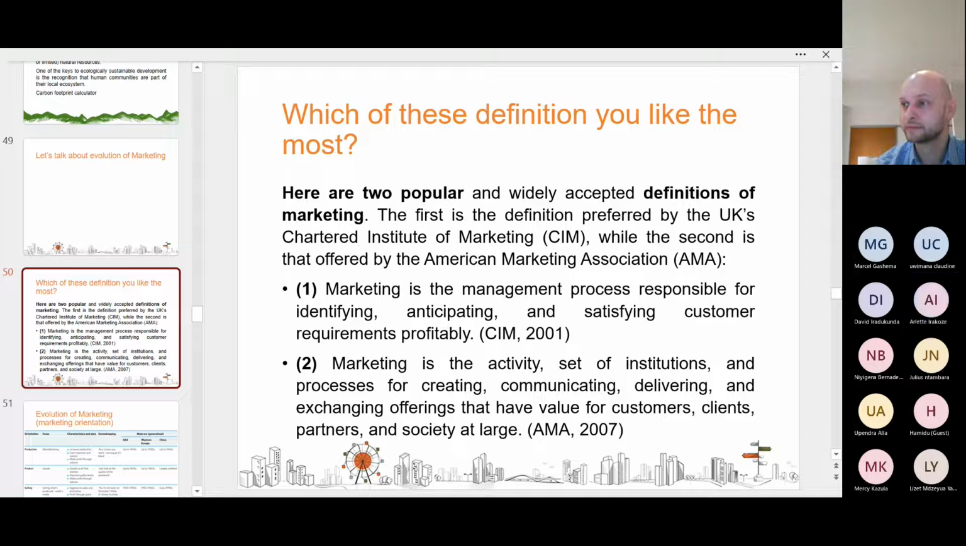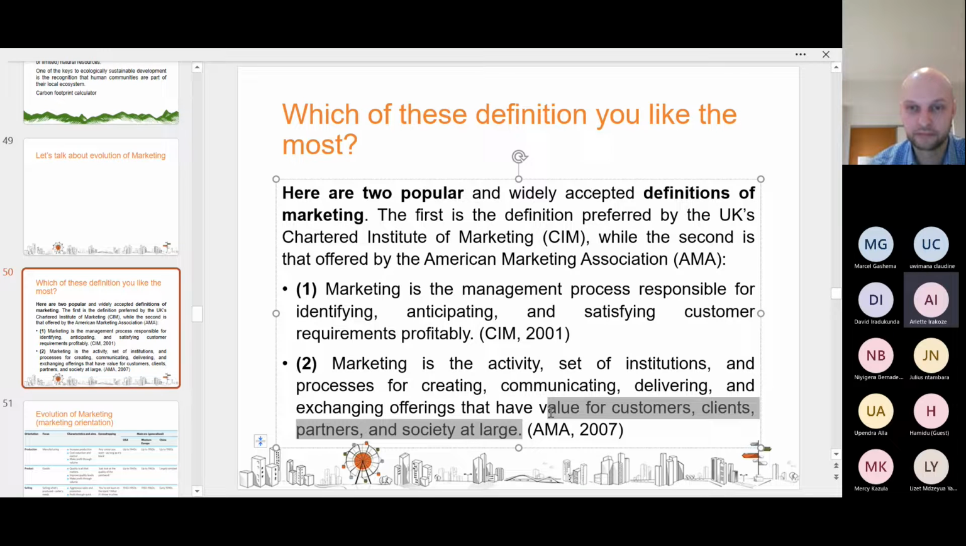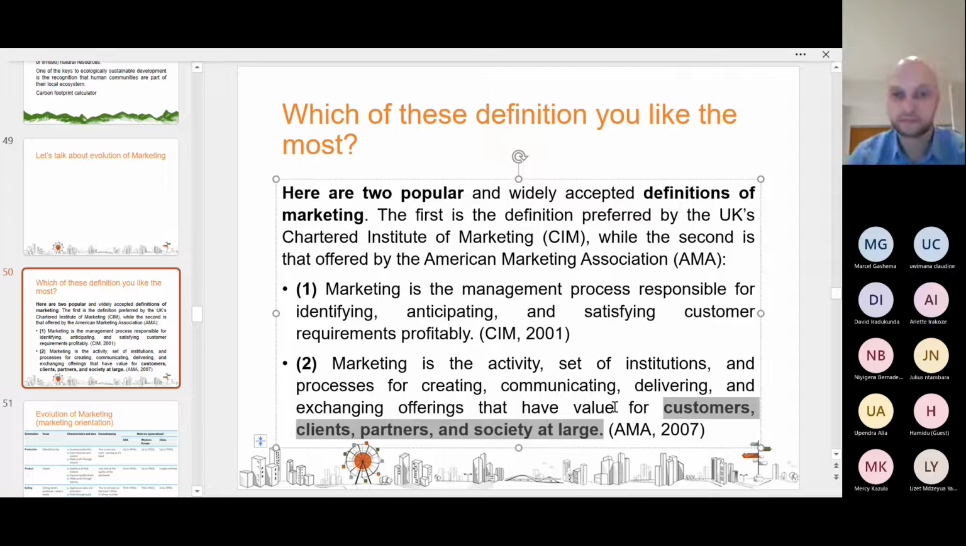Personally, I choose it because it includes everyone. That is the customers, the clients, the partners, and the society at large, more than just including the customers or just the company itself. Okay, thank you, Arlette.